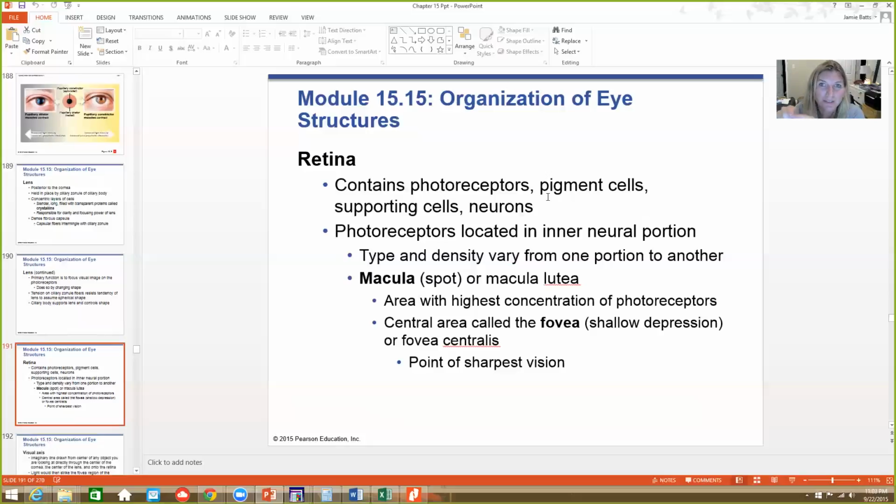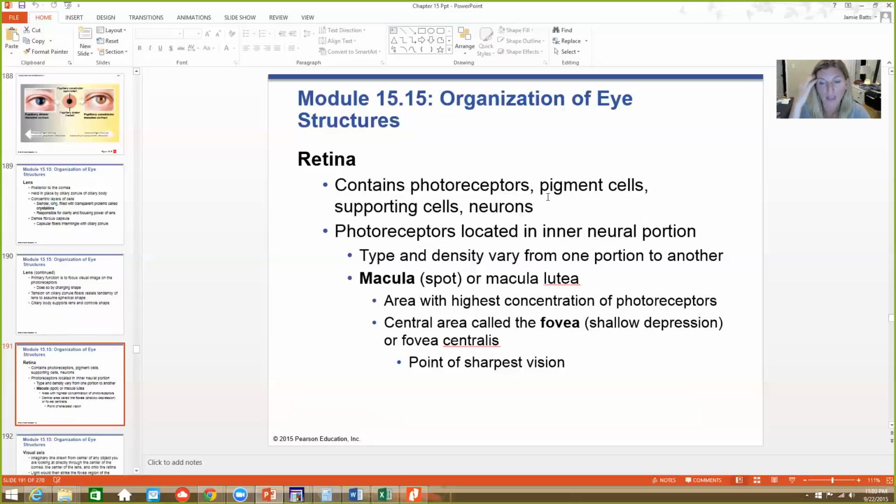It's not to be confused with the fovea capitis of the femur. Same idea. It's like an entrance point or a major point of focus. But here we're talking about the eye, not the femur. So this is your point of sharpest visual acuity, or your sharpest vision.